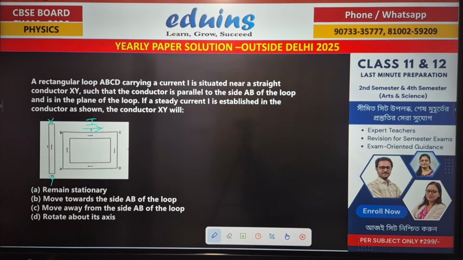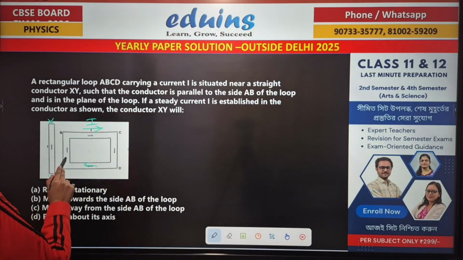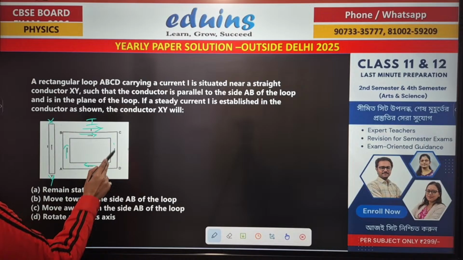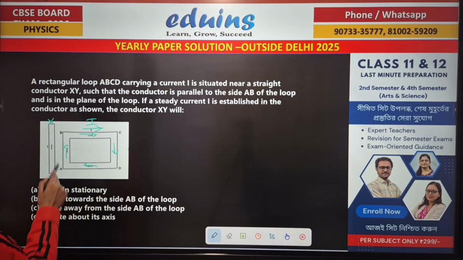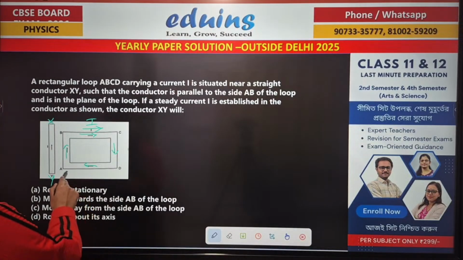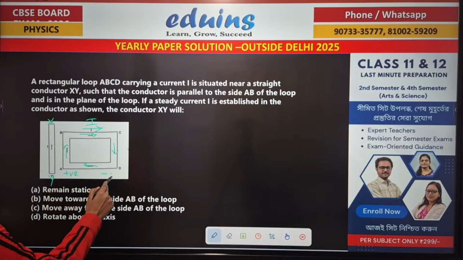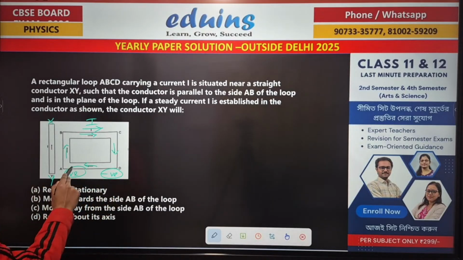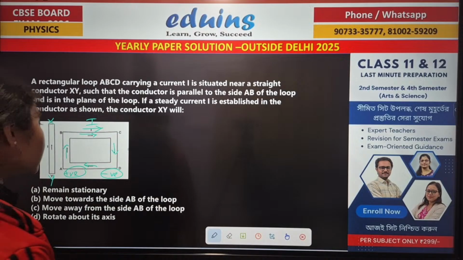Option B is the right answer because ABCD, this is the direction of the current flowing through the circuit. So the force on AB and CD cancel out each other, because the directions are opposite. So the work done is also opposite, one positive and the other negative, and the values are the same. So this cancels out.